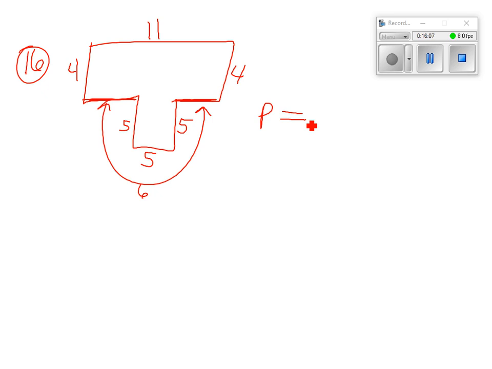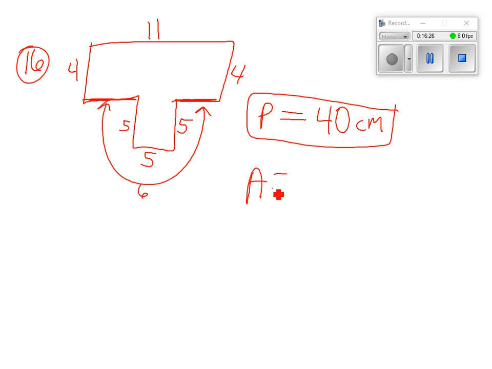How are we going to find the perimeter? Add them all up. Add all those up plus the 6. 40. What's our units? Centimeters.